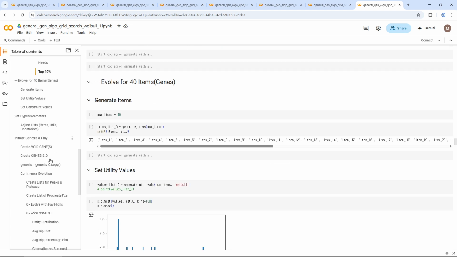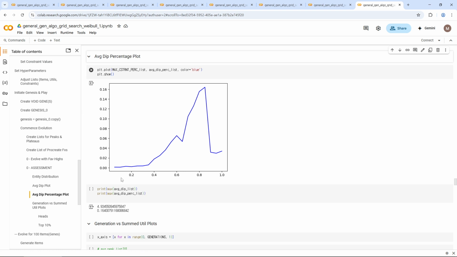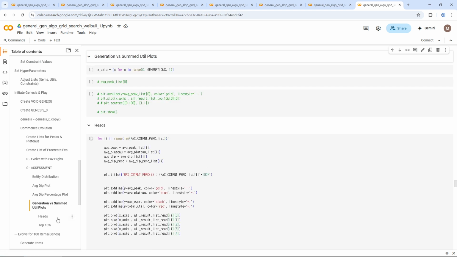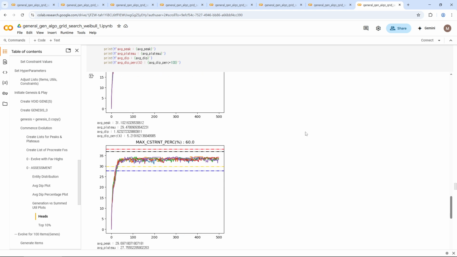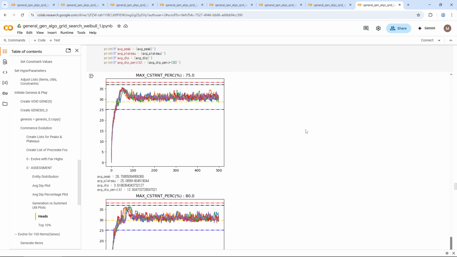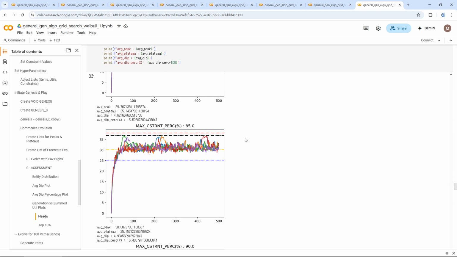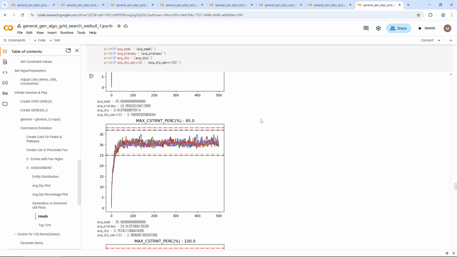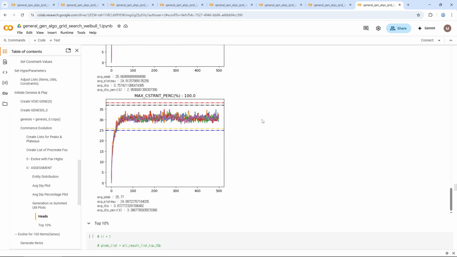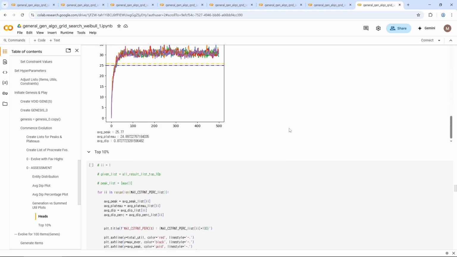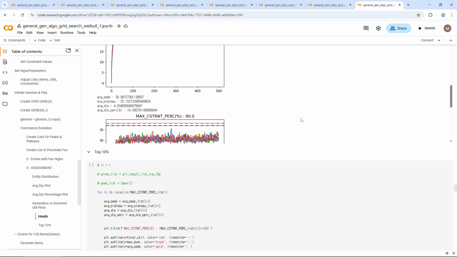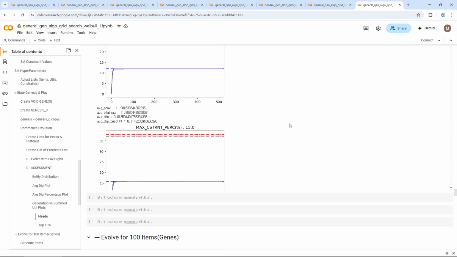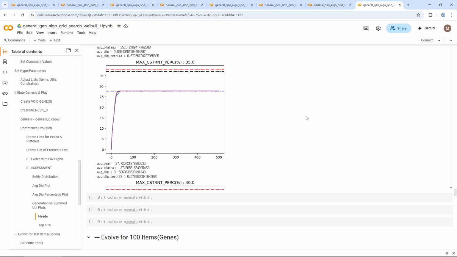Okay, 40 items. Average dip percentage plot, usual, heads. When do we reach it? 85 we do. 90 we don't. 95 we don't. 100 we don't. So we go to 85. No, 80? 85, right? 85. We go to 85.